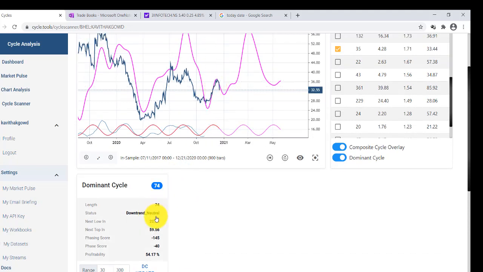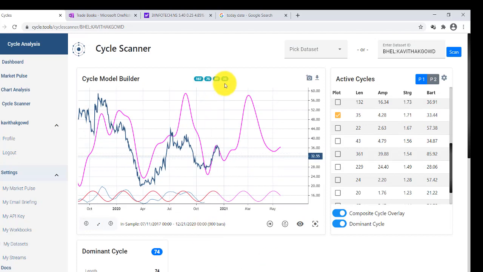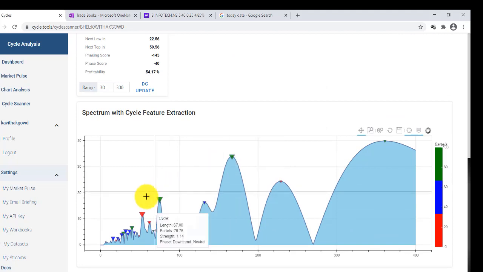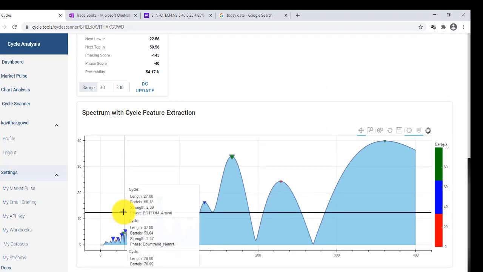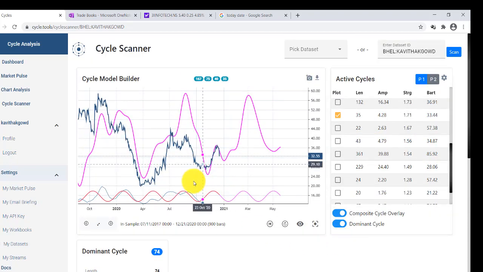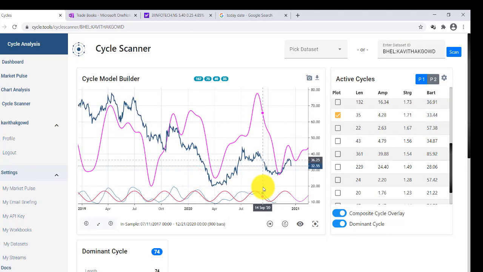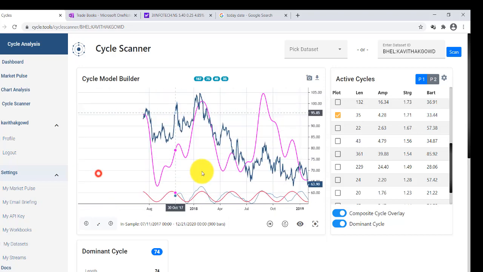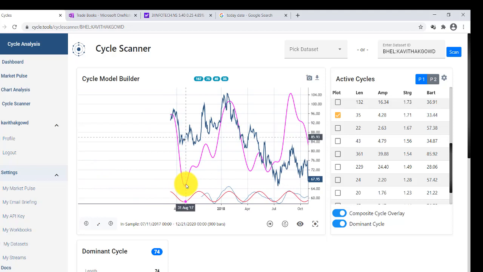Neutral, and it is a 74 days cycle. So that means downtrend neutral has just started. But here you see, after applying multiple dominant cycles, the price chart is almost in sync, it came in sync with the dominant cycle. Like here you can buy, and here you can sell.